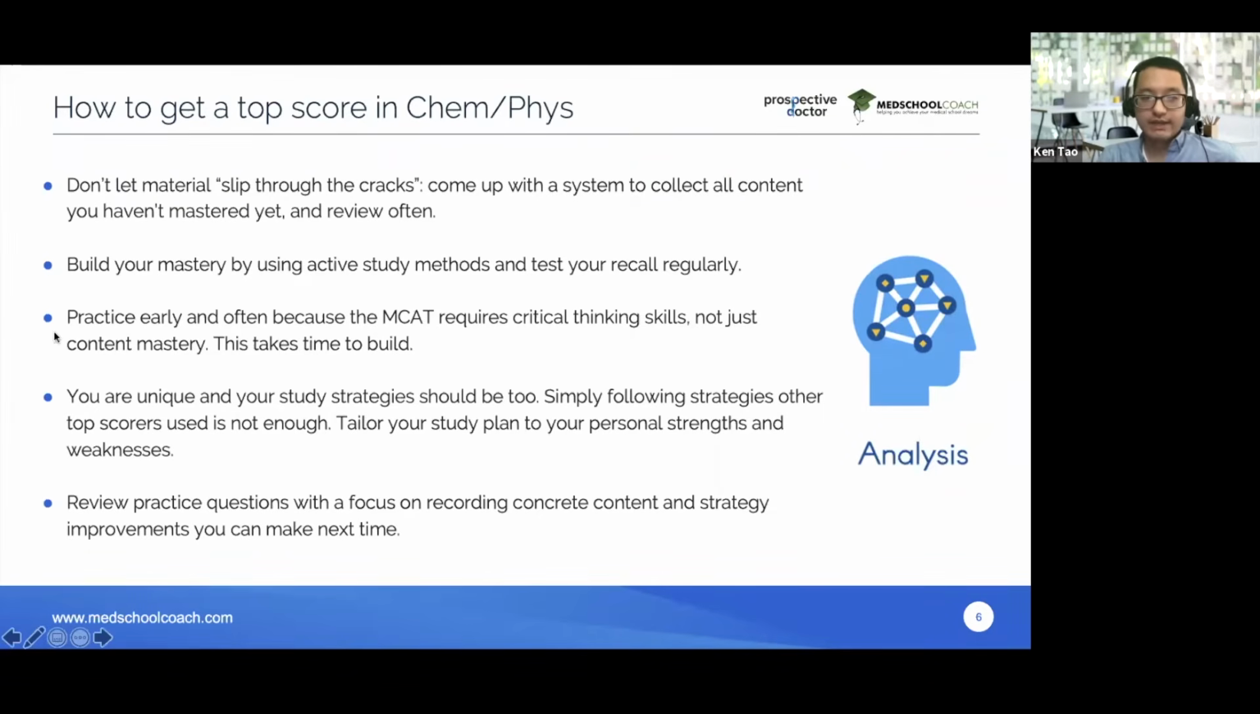Okay, the next: practice early and often, because the MCAT requires critical thinking skills, not just content mastery. This is the idea that reviewing science content is important for the MCAT, but it's really a blend of content as well as practice. You can't sacrifice one for the other, right? There's some students who think, oh, if I just do 200 practice questions every day for 3 months, I'm going to get a great MCAT score.